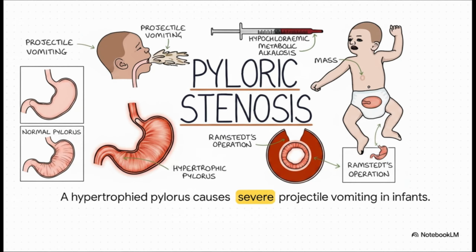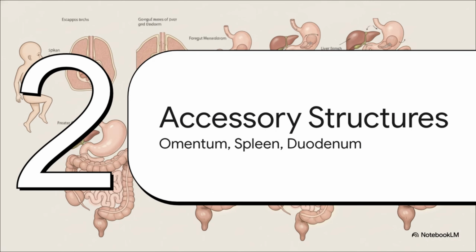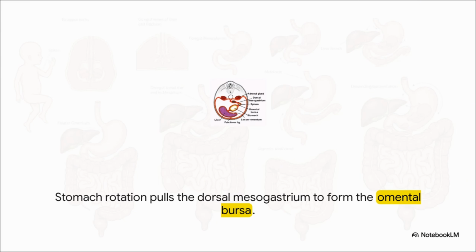It's an immediate, severe blockage, right at the exact junction we just watched develop. Okay, section 4, the omentum, spleen, and duodenum. Remember that 90-degree twist of the stomach we just talked about? Well, as it turns, it literally drags the dorsal mesogastrium over to the left.